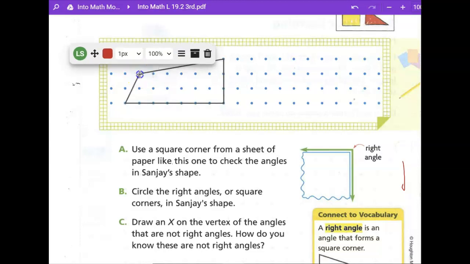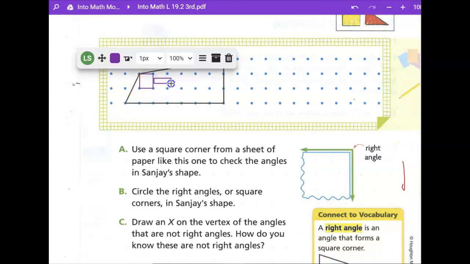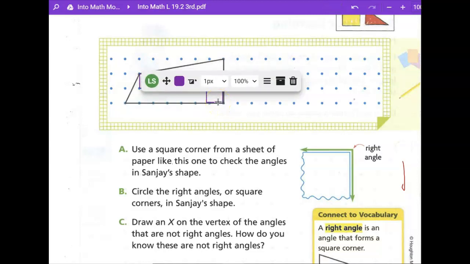So I'm going to attempt to draw a square here. Do the sides of my square go along these black lines? So this one is not a right angle. Now, I'm going to go over here and I'm going to draw one, hopefully. Now, does this lay right along the black line? Yes. So this one is a right angle.